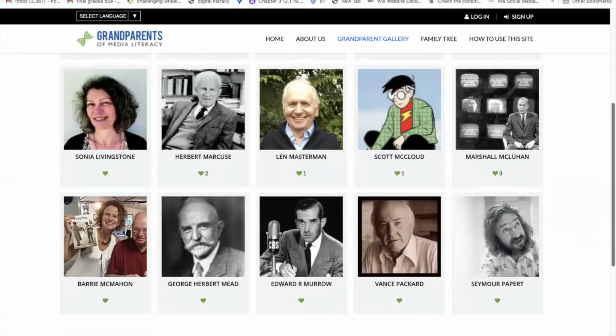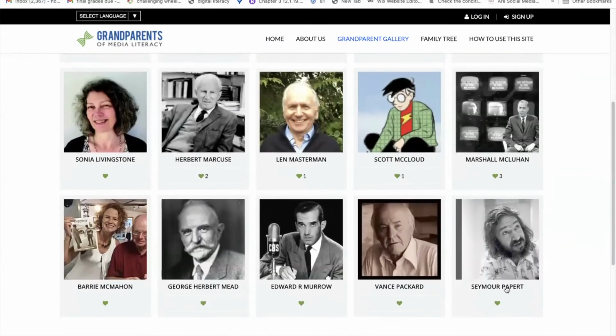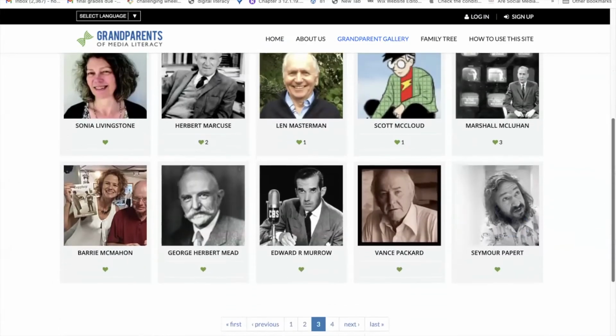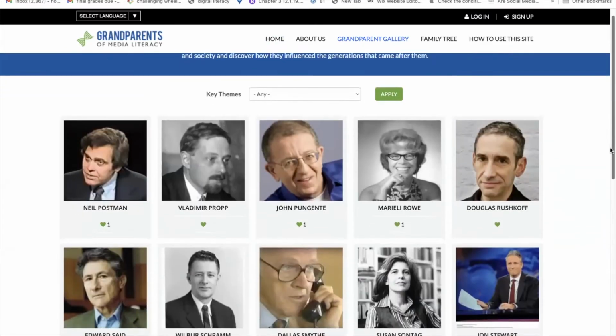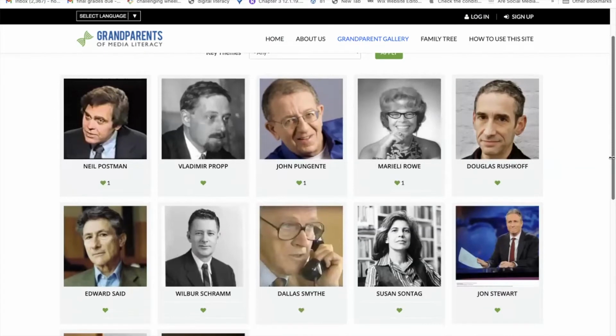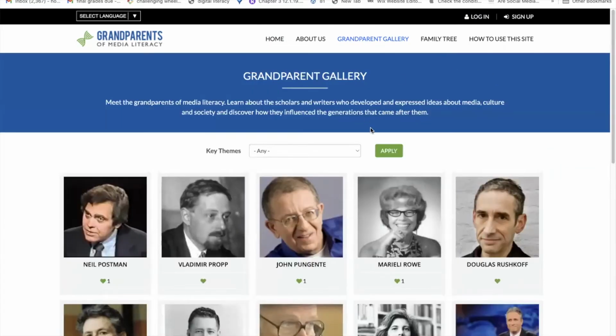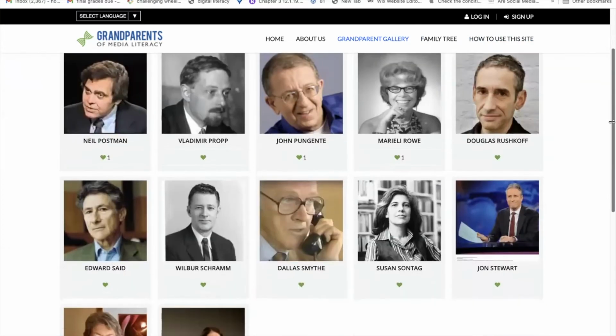And of course, as you know, media literacy is a transdisciplinary field. So people from a lot of different fields and walks of life have had influence. I invite the members of the ASEAN network to add to this crowdsourced gallery. It's possible for anyone to add an intellectual grandparent.